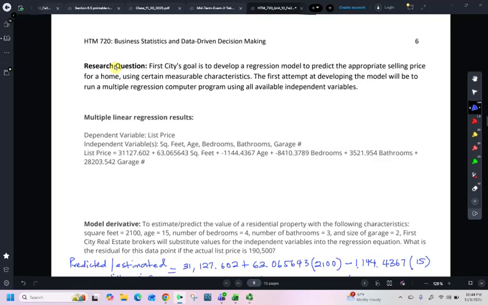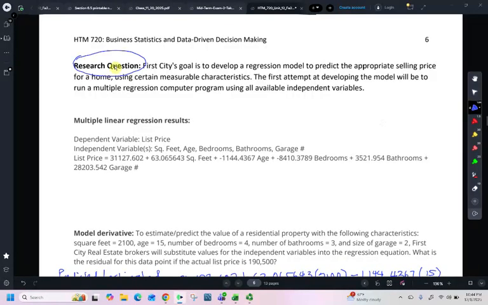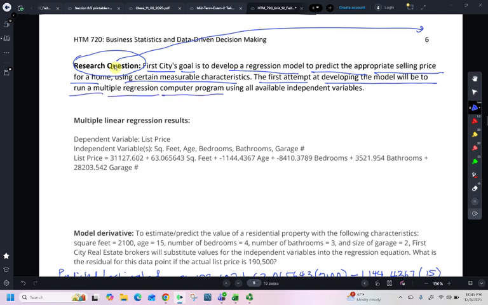In this video, we are going to consider our first research question on page 6 of our notes. The research question has to do with Force City's goal to develop a regression model to predict the appropriate selling price for a home using certain measurable characteristics collected on the independent variables we mentioned in the earlier video. So the first attempt at developing the model will be to run a multiple regression computer program using all available independent variables. So let's look back at the data set in StatCrunch.